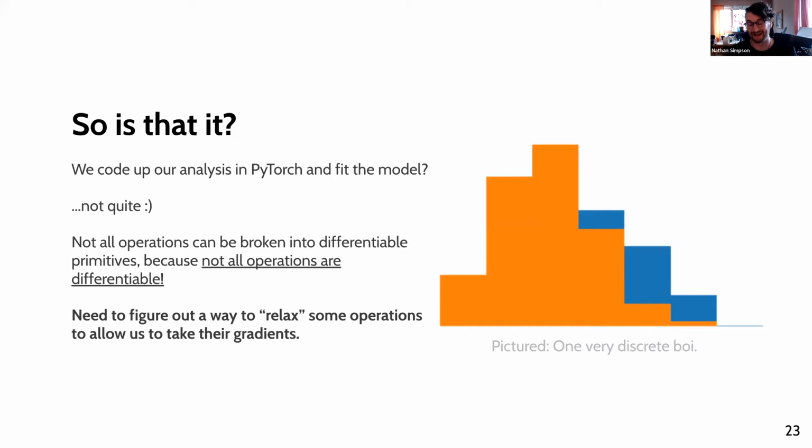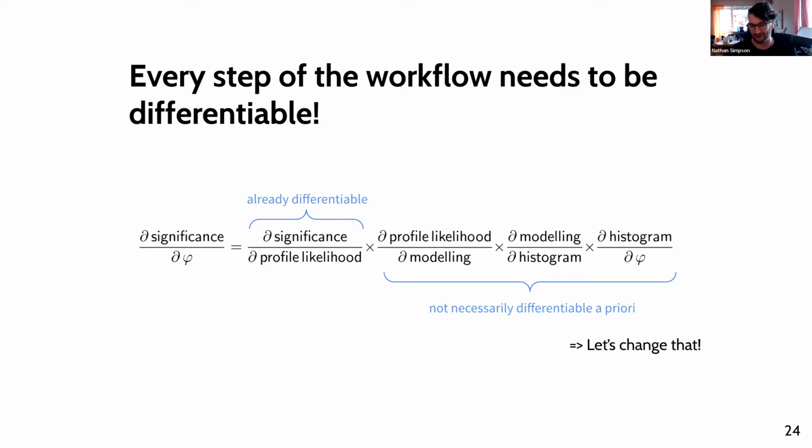And then this is this idea of relaxation. It's a term used in the machine learning literature to mean let's take an operation and approximate it with maybe a continuous version of that operation such that we can take the gradient across it. And let's look a little bit further into this. So here's an equation showing that not all these things are differentiable and we can change it.